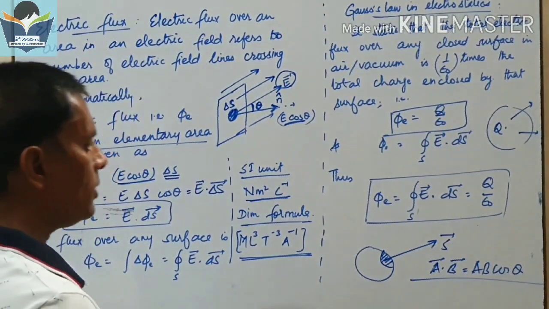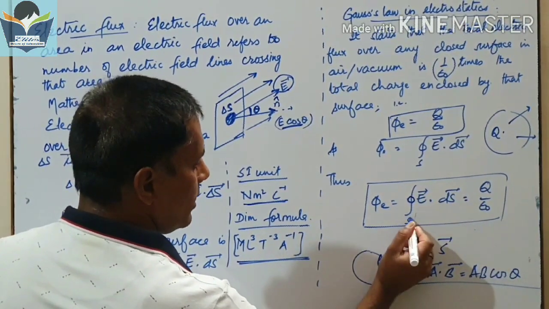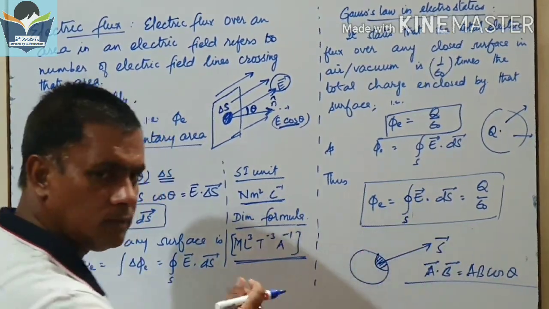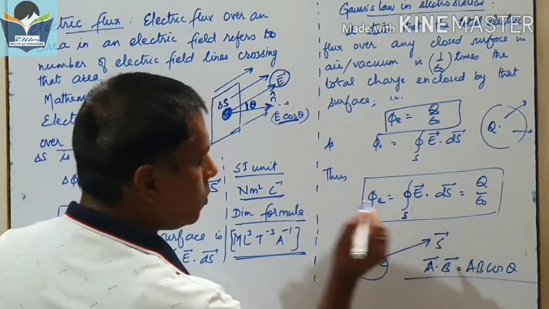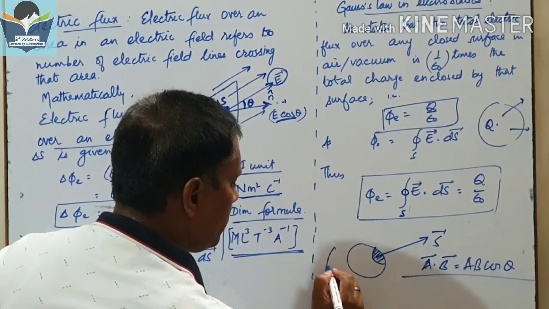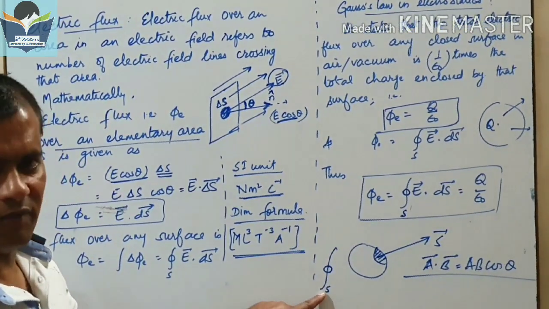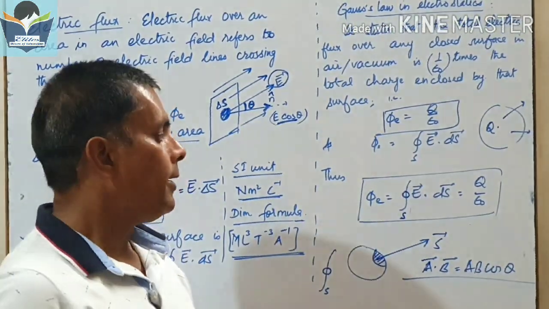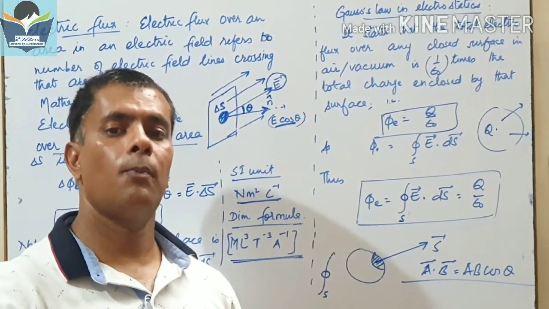Now one more thing here: the integration sign contains a circle, and we have written S here. This circle represents the whole surface, the entire surface under consideration, and shows that we are integrating over the whole surface. So this is the meaning of this sign of integration. Now this is Gauss's law, so now we discuss its proof.